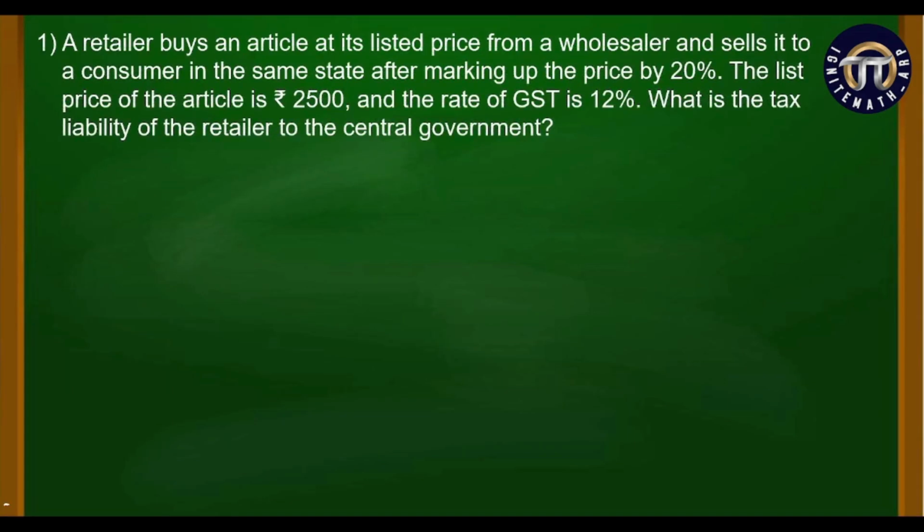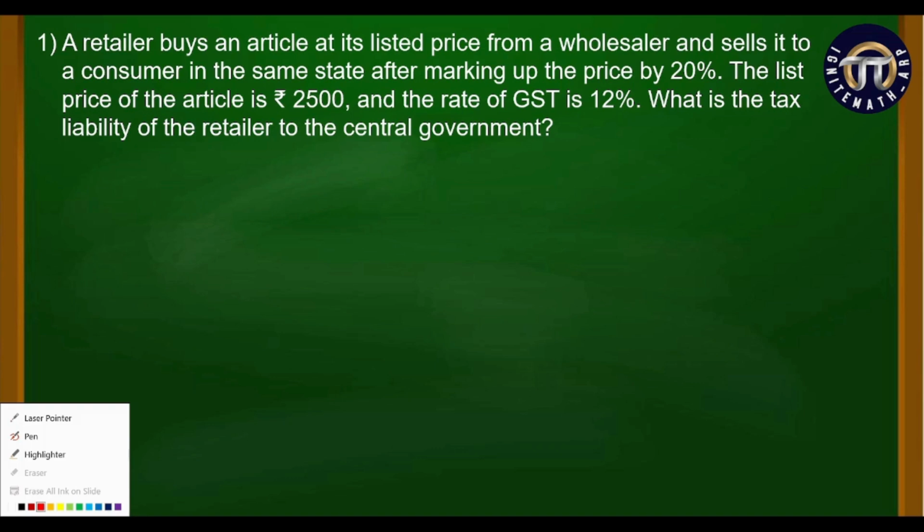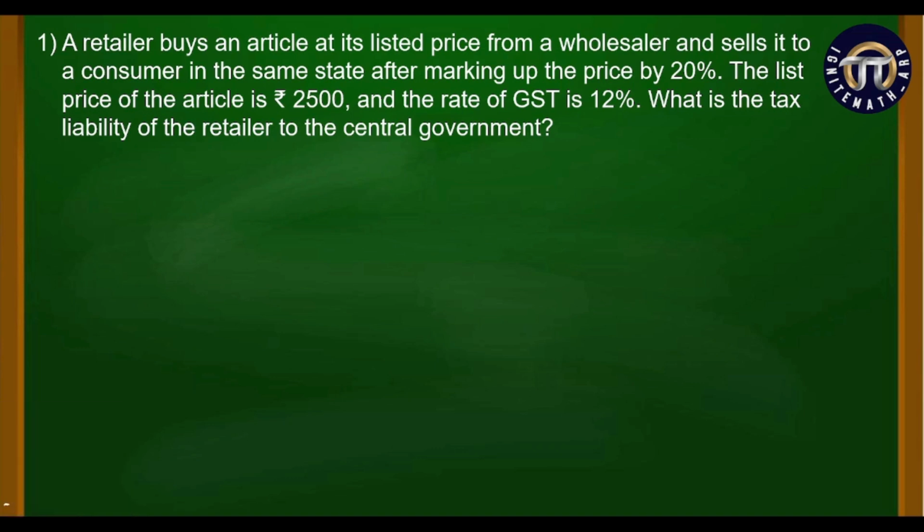Now let me take the very first question, which belongs to commercial mathematics, the topic GST. Here the retailer buys an article at its listed price from a wholesaler and sells it to a consumer in the same state, after marking up the price by 20%. The list price of the article is 2500 and the rate of GST is 12%. What is the tax liability of the retailer to the central government? Here we have the options as well.